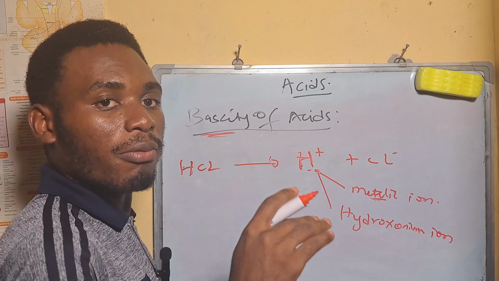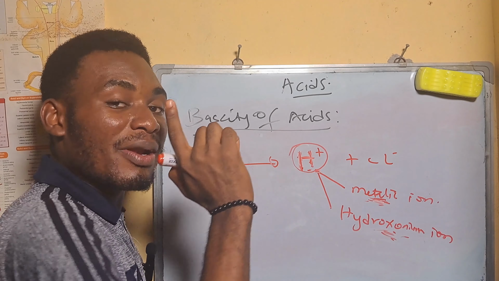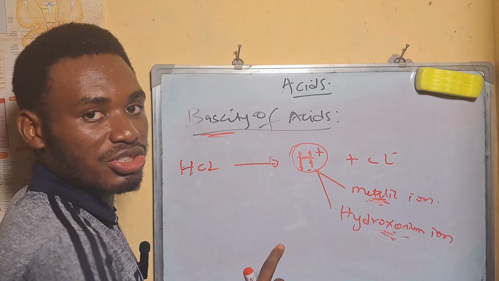This hydrogen ion here can be replaced by a metallic ion or hydroxonium ion, because you can check some definitions. They will tell you that basicity stands for the number of replaceable metallic ions of an acid, or the number of replaceable hydroxonium ions of an acid. The metallic ions tend to replace the hydrogen ions in that particular acid. For example, HCl that has ionized to form this, we only have one replaceable hydrogen ion. You can only replace one hydrogen.